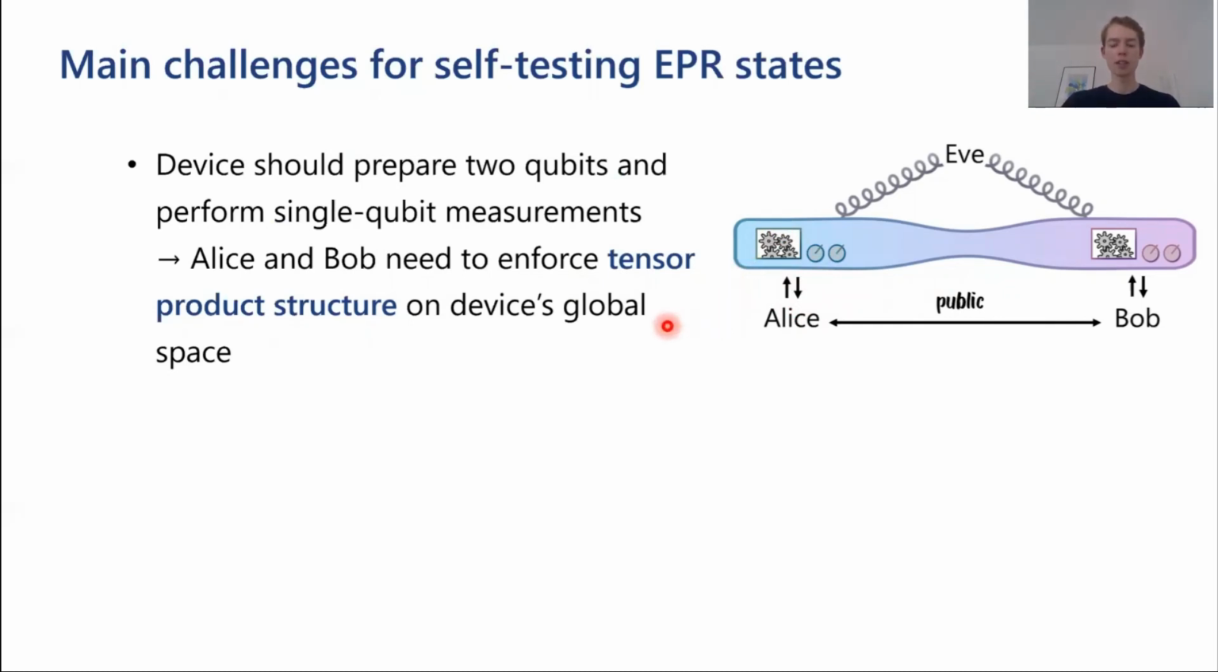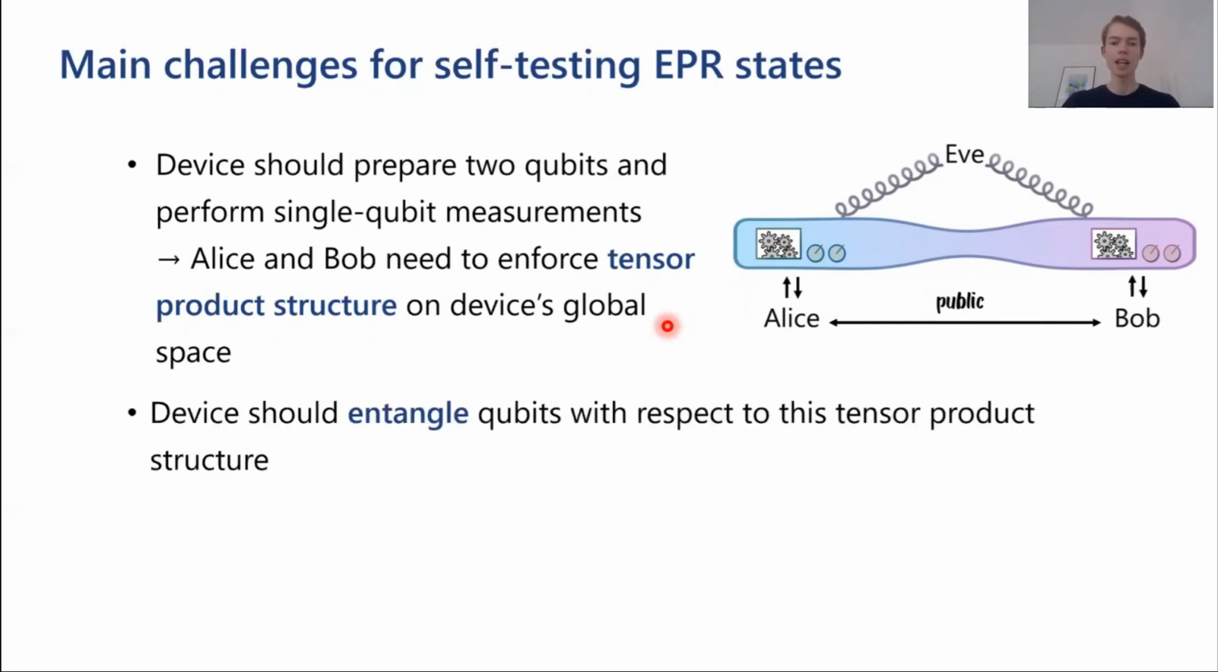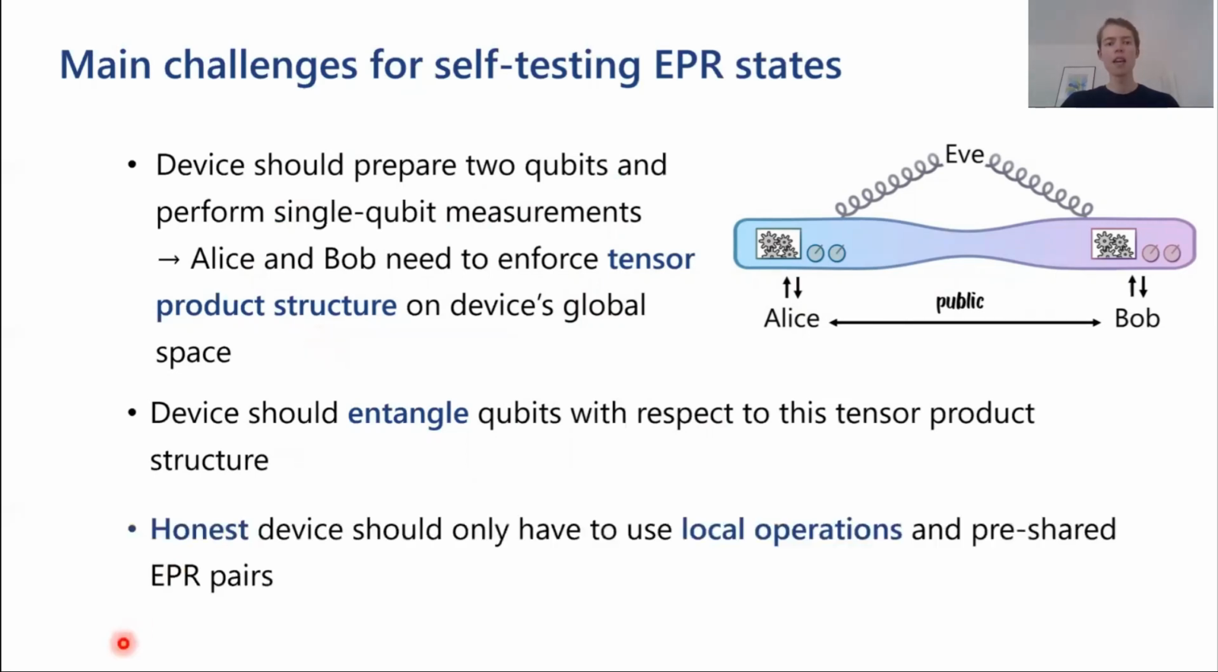Secondly, we don't just want the device to prepare a 2-qubit product state, but we actually want it to prepare an entangled state, an EPR state. So we somehow need the device to create entanglement with respect to the tensor product structure that Alice and Bob enforced here. And thirdly, as I mentioned before, an honest device should only have to use local operations and pre-shared EPR pairs. Okay, so I won't say too much about this first step simply because it's very technical and very hard to give intuition for, so we'll focus on how these last 2 steps can be achieved.